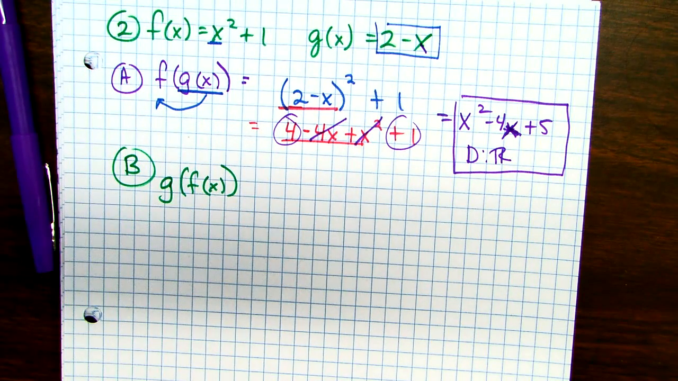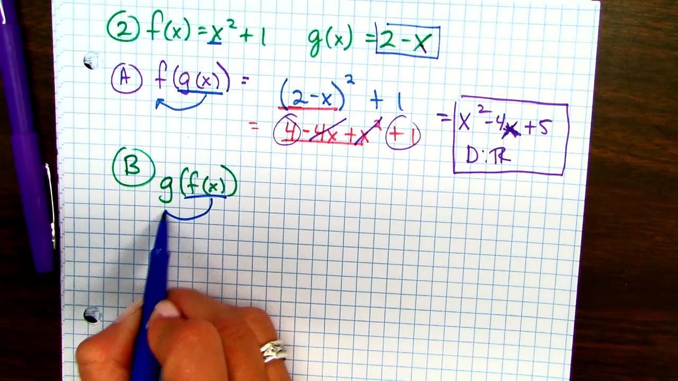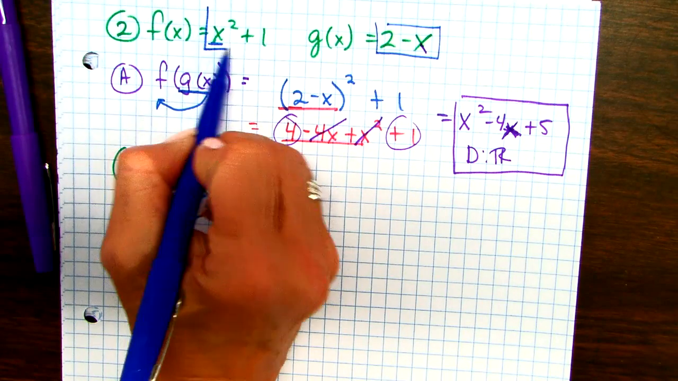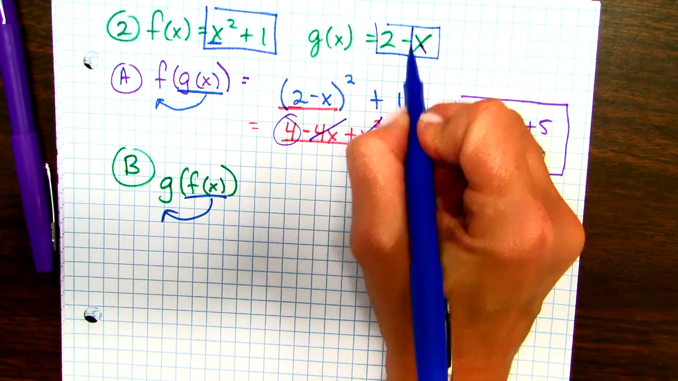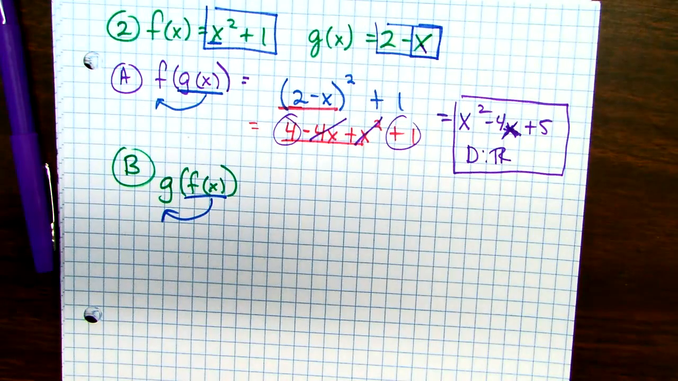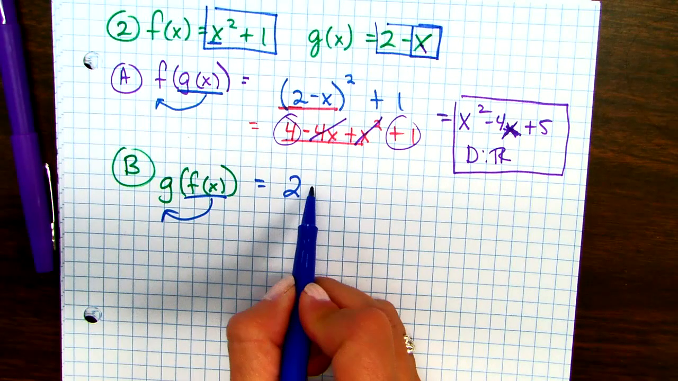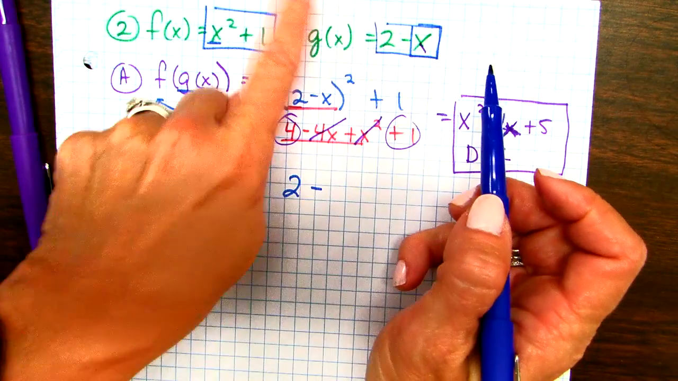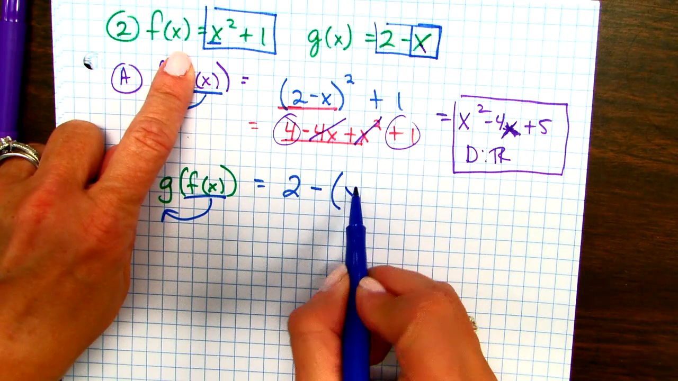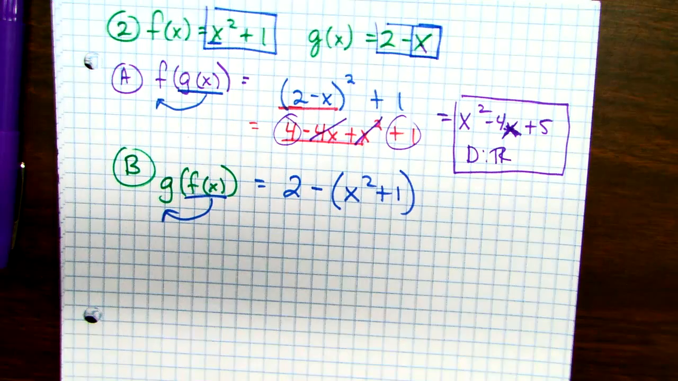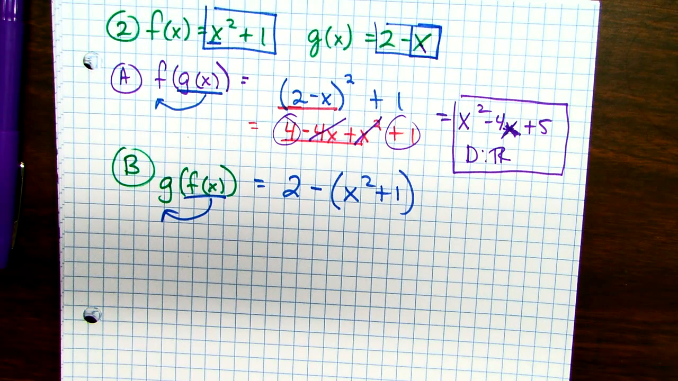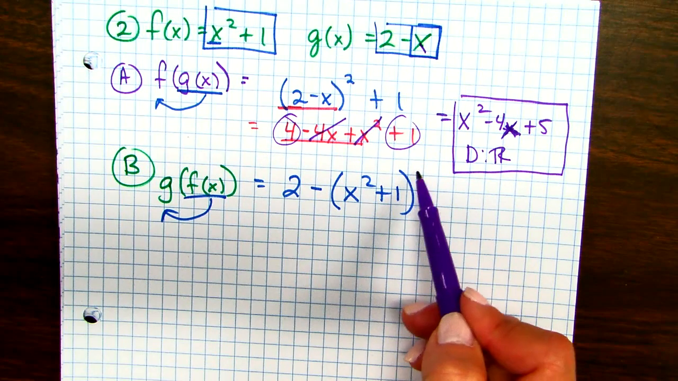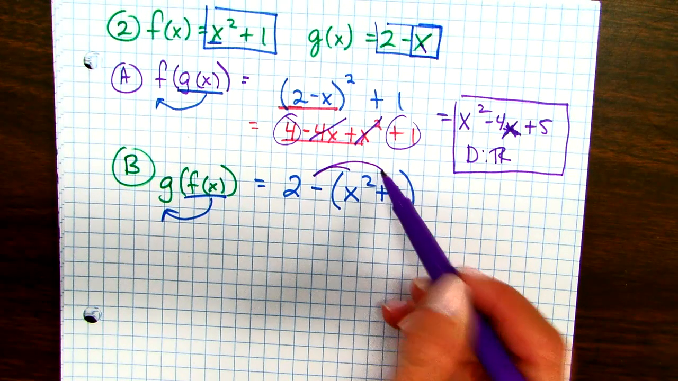Okay, so f of x into g of x. All of that in right here. So I'm going to have 2 minus, take out that x, plug all of that in, so I'm going to need parentheses on that. We don't have to square this binomial, right? We just distribute the negative.